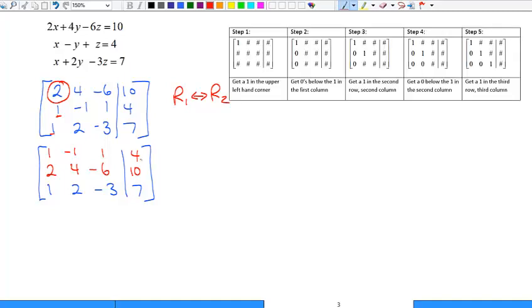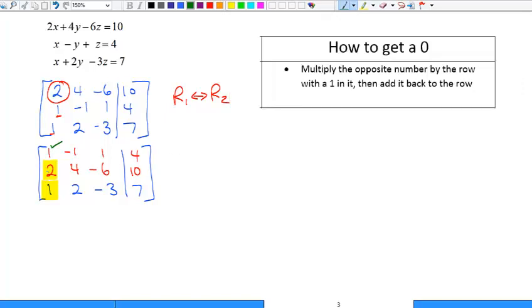Okay, and now I am going to do my little progress report. Do I have a 1 where I want it? Yes. Do I have zeros below? Well, no. So that's what I really want to get. I want to get my zeros below. So in order to get zeros below, I'm going to use the rule to get a 0, which says take the opposite number. So I'm working with 2. So the opposite of 2 is negative 2. Multiply it by the row with the 1 in it. In that case, this is row 1. Add it back to the row you're manipulating. Put it back in that row.